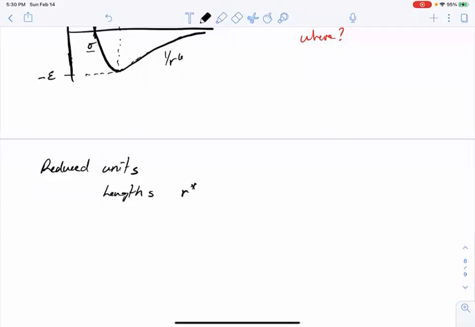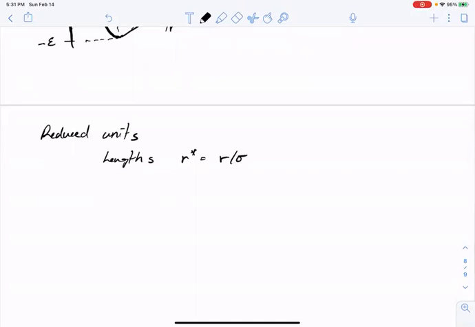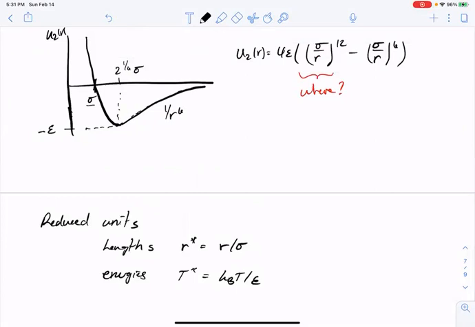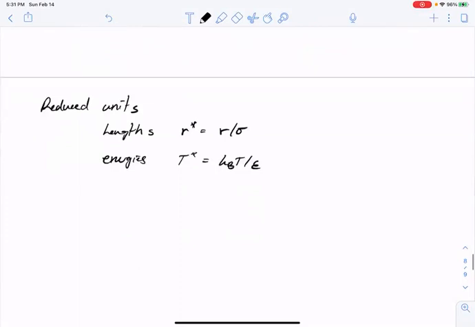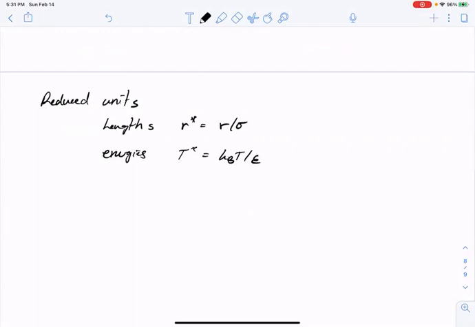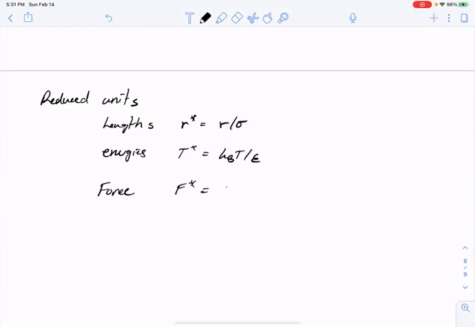So denoting a reduced unit system, r star is typically defined by the real unit r in terms of sigma. Energies, like the temperature, are defined through epsilon. Temperature enters only into the Boltzmann factor in a statistical sense. Epsilon is in front of that pair potential, and thus can be pulled out through everything. And so really it is only temperature over epsilon which enters into any expectation value. With a length and an energy, there's a natural unit for a force in terms of epsilon over sigma.